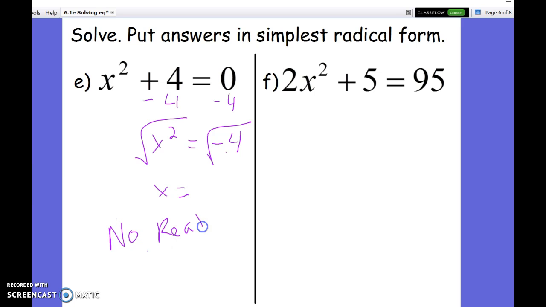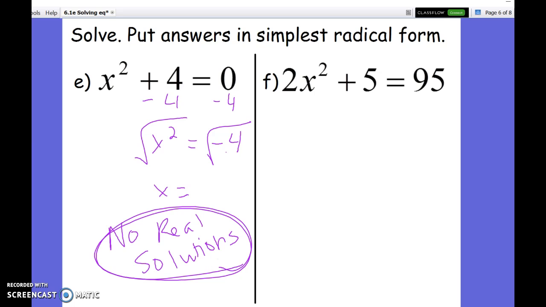no real solutions. Anytime you try to take the square root of a negative, you will be unable to do that, so your answer will be no real solutions. Remember that anytime you get this negative under your radical. Letter F, 2 times x squared plus 5 equals 95.